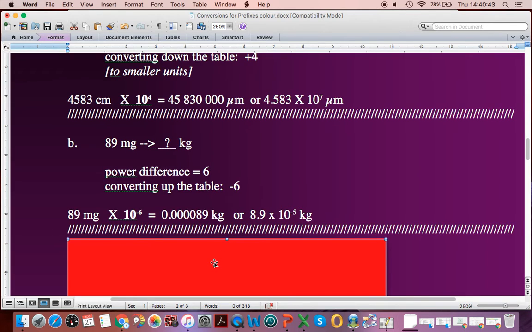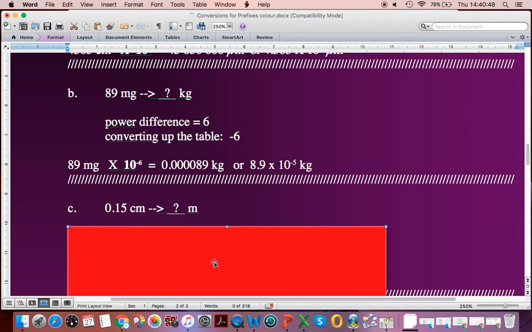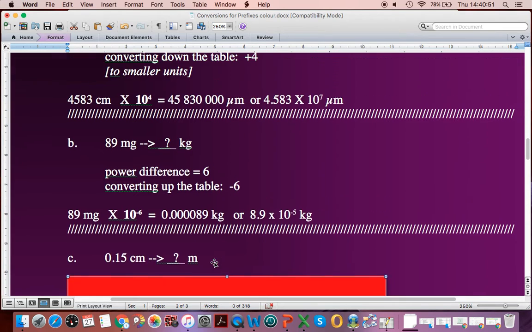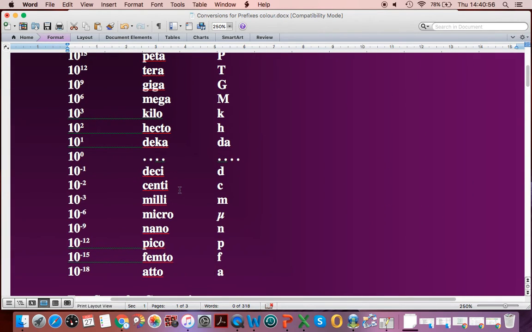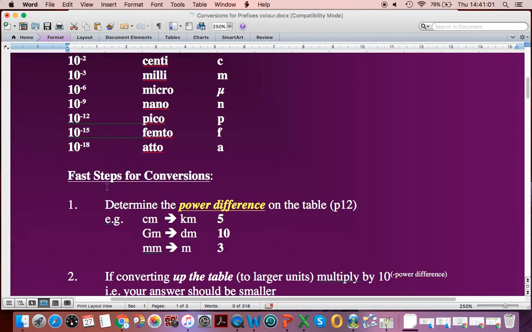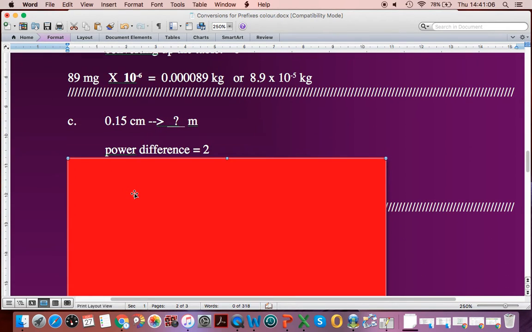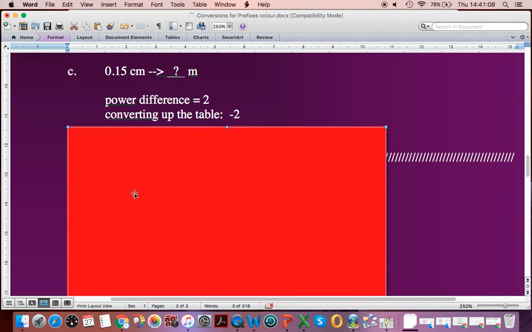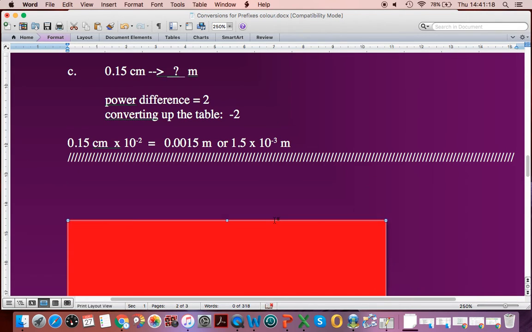These are notes. It's just trying to show you what you're up to. Centimeters to meters. Well, this one you should be able to do in your head after years and years of math. So here's our centi, and we're going to meters, no prefix, minus 2 going to 0, a difference of 2. We're going up the chart, so it's a minus 2. Now I go 0.15 times 10 to the minus 2, and I get 0.0015, which is 1.5 times 10 to the minus 3. So again, that should be straightforward.